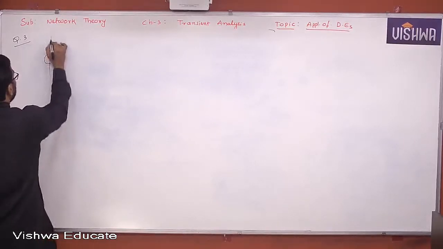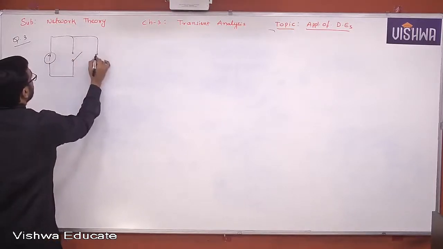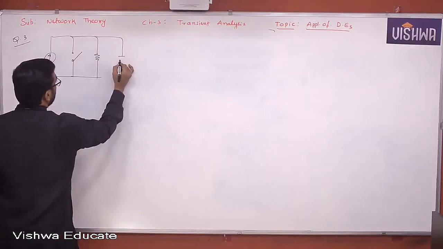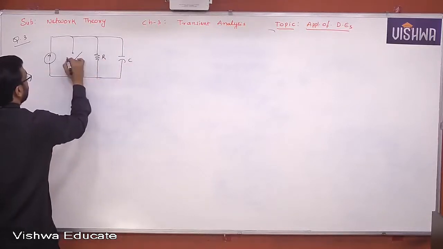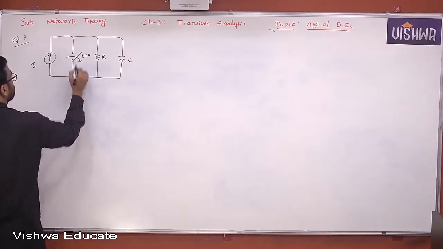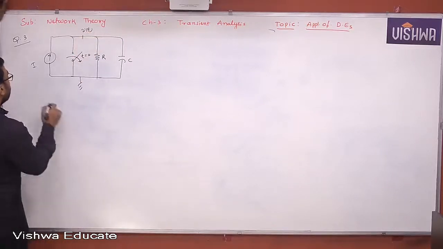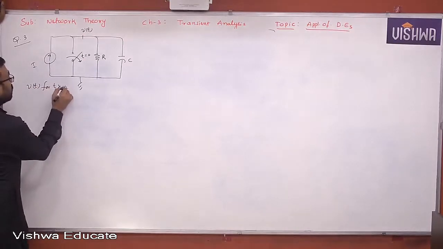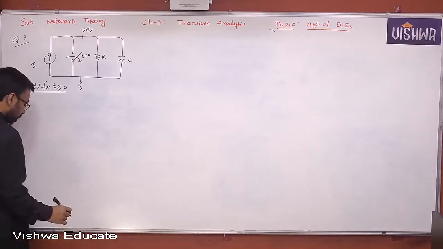Now let's consider the parallel circuit. Let me take the capacitor. This is R, and I'm opening the switch at t equal to 0. A current source is considered, and the voltage is V of t. The question is, find V of t for t greater than or equal to 0.